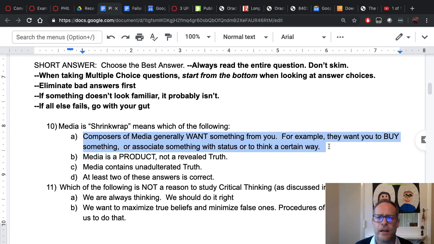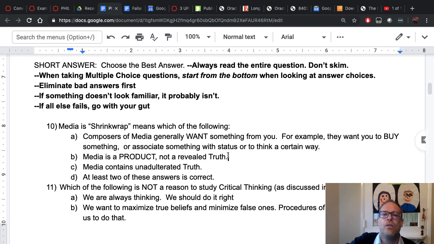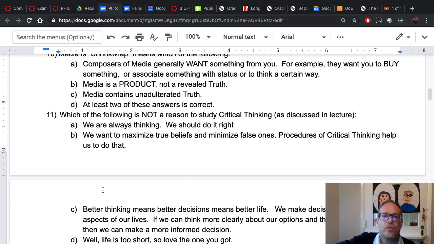B, media is a product, not a revealed truth. So that's right. We talked about how it's produced. That's just what shrink wrap means. Something is shrink wrapped, it's all been made and it's ready for you to unwrap it. That's kind of a good metaphor for media. All right, C is false. It's the opposite of B. So D is your best answer there. At least 2 of these answers is correct.